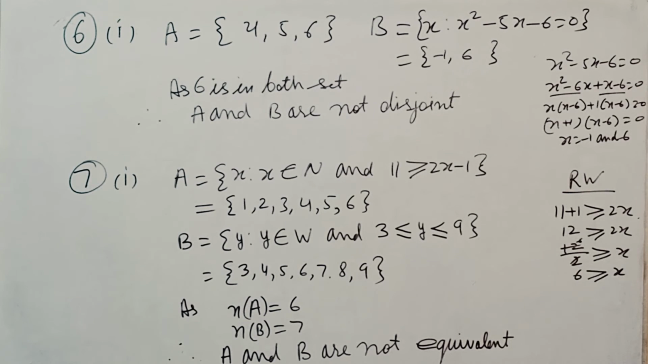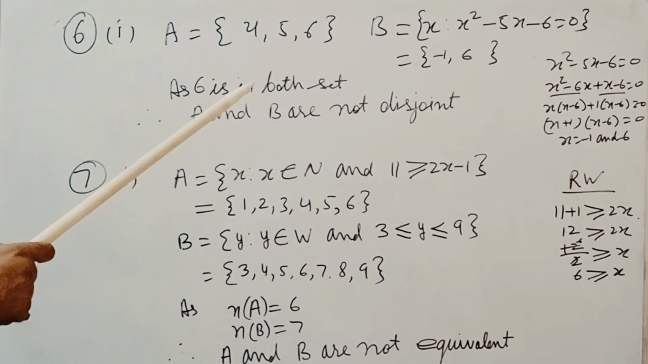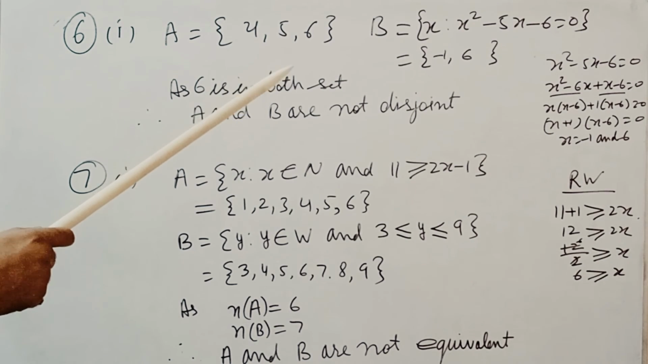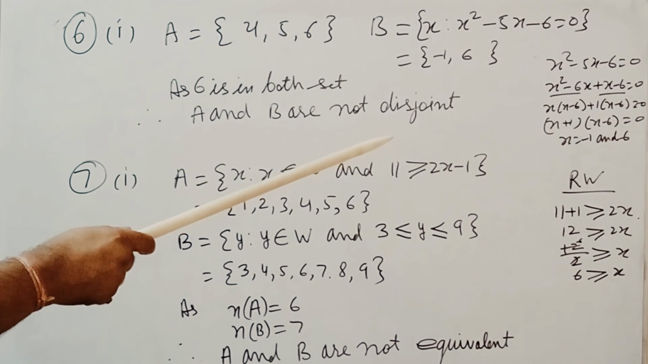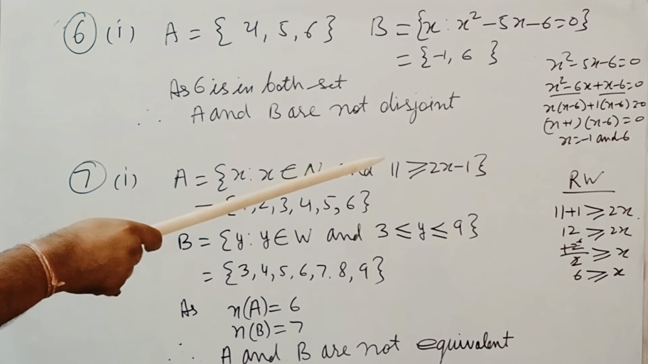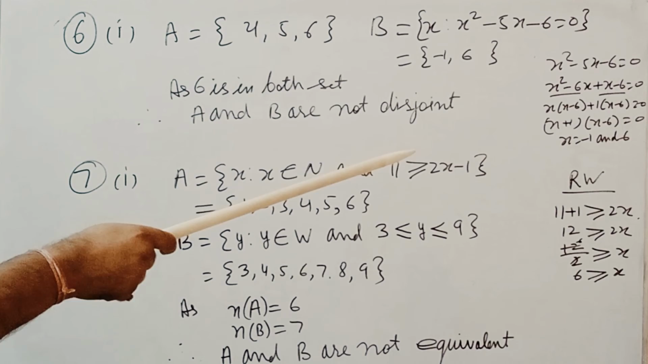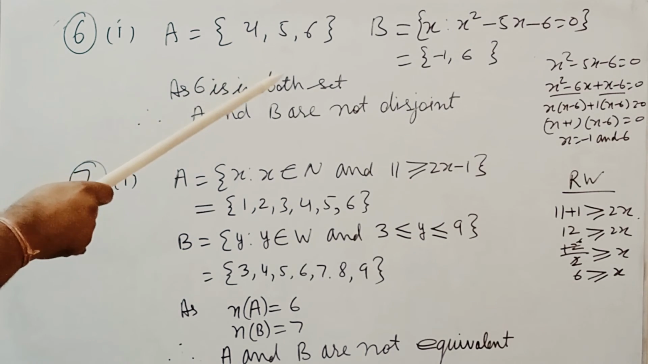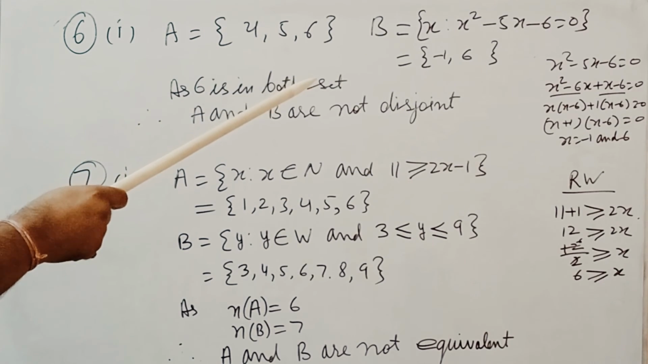Children, I am taking question number 6, first part, in which one set is given, A = {4, 5, 6}, but set B is not given. So we have to find the elements of set B. x squared minus 5x minus 6 equals 0. First solve it. I have solved this on the right side as rough work, and we will get the values x equal to minus 1 and 6. So B has the elements minus 1 and 6.